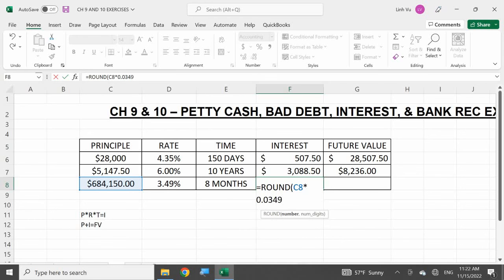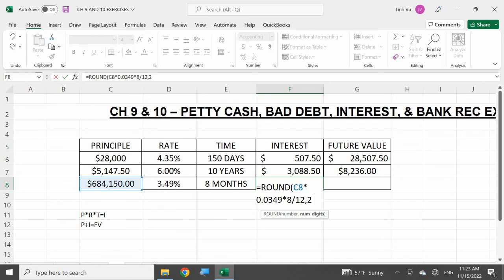Okay. Next one and last one here is going to be principal times rate of 0.0349, okay, times 8 months out of 12, or that's the same thing as 2 out of 3, right, 2/3. But you could just leave it as 8 out of 12. It's the same thing, right? It's not going to penalize you or calculate any different if you put 8 out of 12 or 2 out of 3. Okay? So that means that's 0.666666666 of a year, right?